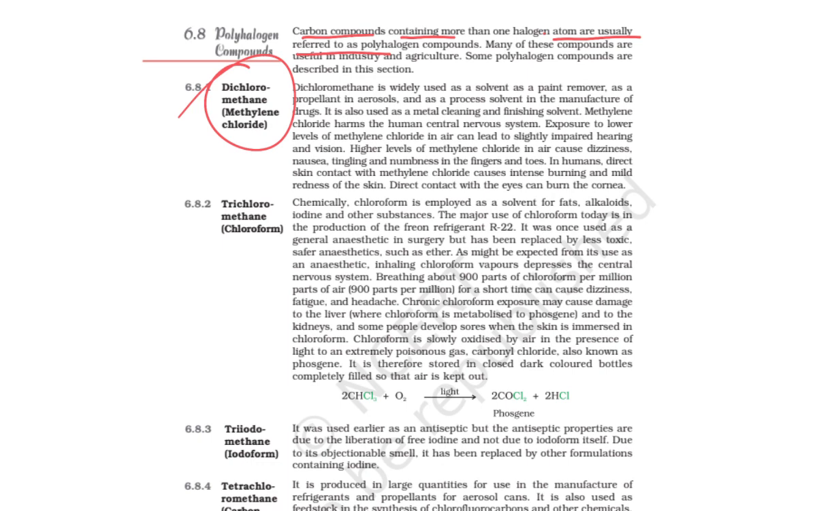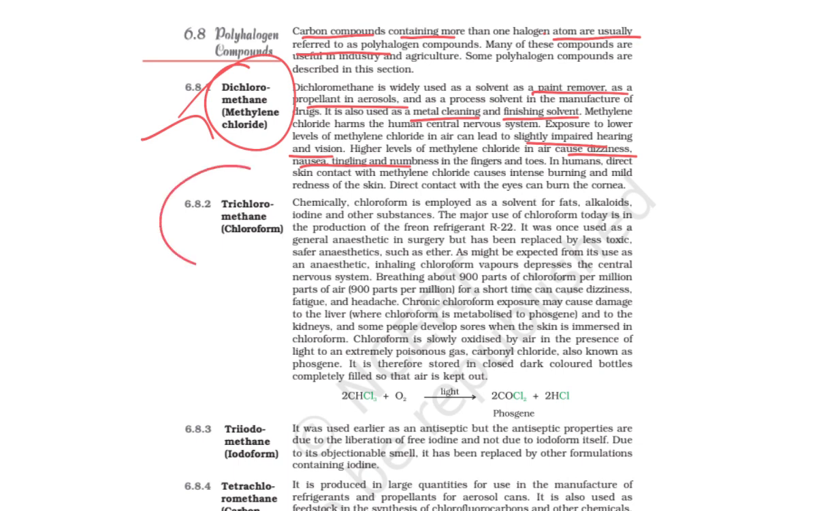When it comes to dichloromethane, you just need to remember two uses and two demerits. That is more than enough in the case of polyhalogen compounds. It is used as a paint remover, as a propellant in aerosols, and as a metal cleaning and finishing solvent. It leads to slightly impaired hearing and vision, causes dizziness, nausea and tingling numbness. This is more than enough.